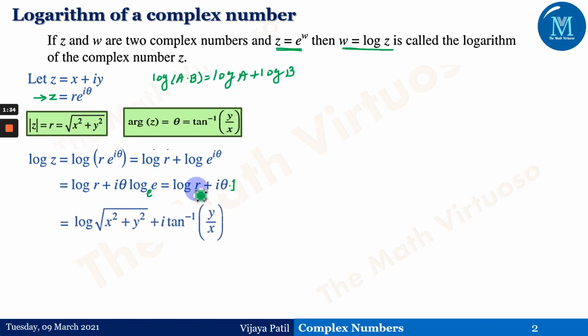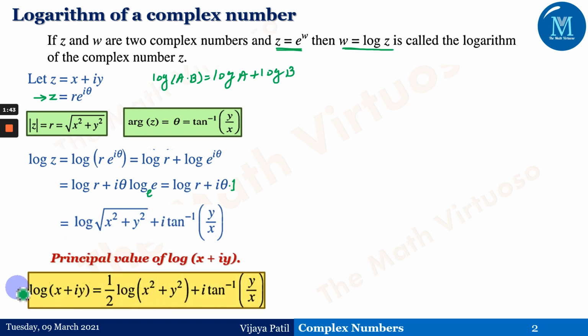Now we put r as the modulus and theta as the argument respectively. We have got this, which is equal to, we are going to get the principal value of the log of x plus iy, which is log of x plus iy is equal to 1 by 2 times log of x square plus y square plus i times tan inverse of y by x. So this is what is known as the principal value of log of x plus iy.